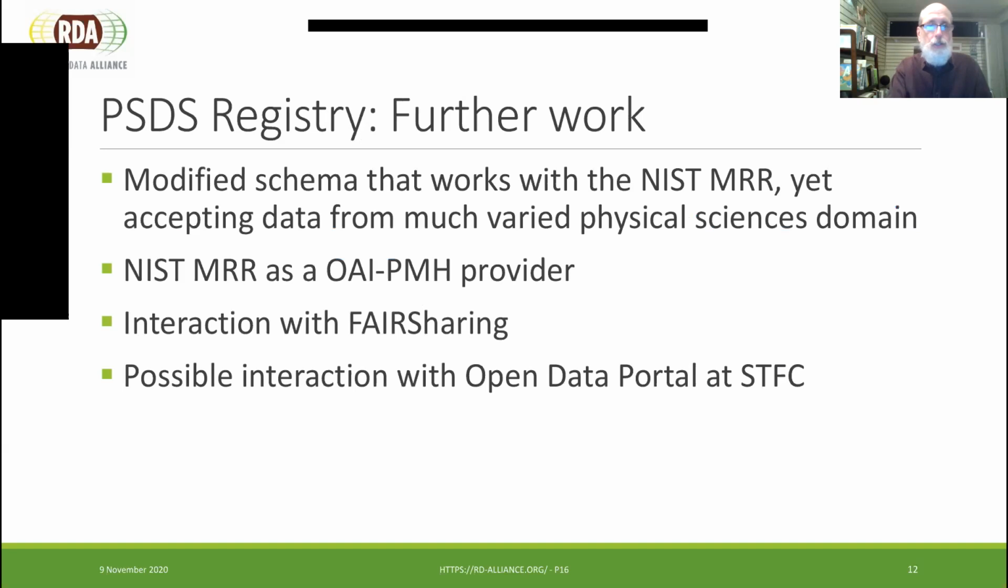So this work is just underway, and they're still working through some of the details, but they are starting to see some future things ahead. And in particular, they're wondering if they could support a modified schema that is interoperable with the schema we're using right now, but can accept data from much more varied physical science domains, and again plug in with the other registries through OAI-PMH. Maybe set up some interactions with FAIR sharing, and have some machine operable interactions with their own data portal.